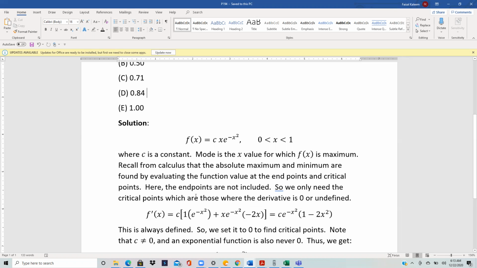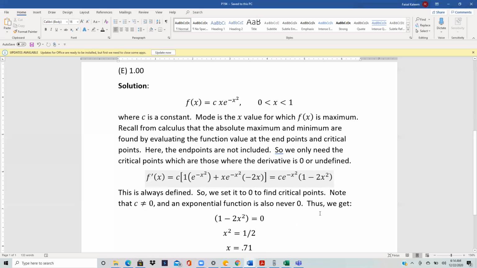C can be pulled out, and then apply the product rule on x and e to the negative x squared. The derivative of x is 1, and you keep the e to the negative x squared, plus you keep the x and take the derivative of e to the negative x squared, which is e to the negative x squared times negative 2x. Then I can pull out the e to the negative x squared. I'm left with a 1 from here, and here it's x times negative 2x, which is negative 2x squared.